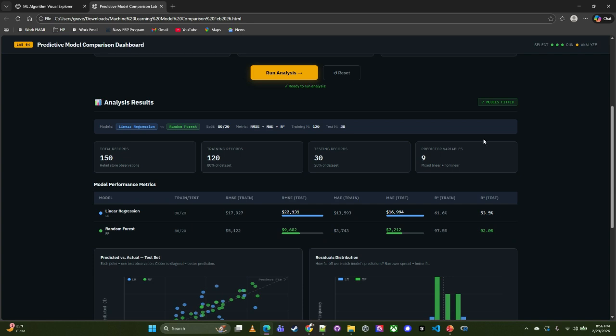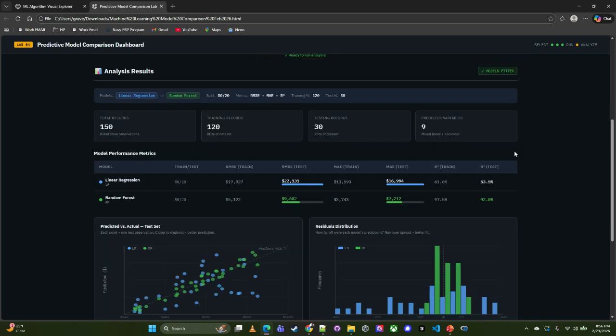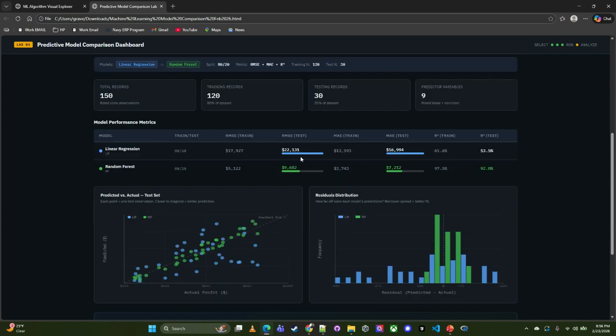So here's our total of records that we used. We used 120 to generate a model. We tested against 30, and we used all 9 predictor variables, and we're looking at, I believe, profit. So we're trying to predict profit. These are the two models. First one's linear regression, the other one's random forest. And we can see the comparison between the errors for root mean squared error on test, mean absolute error on the test group, and the R squared coefficients.